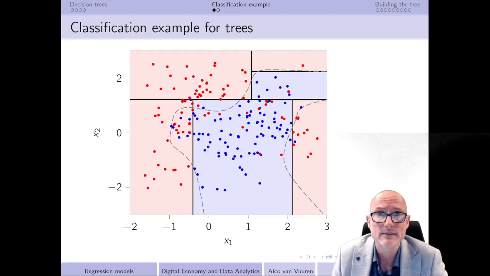But take into account that there are 2 other subspaces that are not divided any further. Here we had an original subspace, and we see that Python doesn't want to divide it any further, and that's true for this one over here as well. The reason why Python doesn't make a further split here is that this is already what we usually call a pure node. Based on the observations, all the observations in this subspace are red.